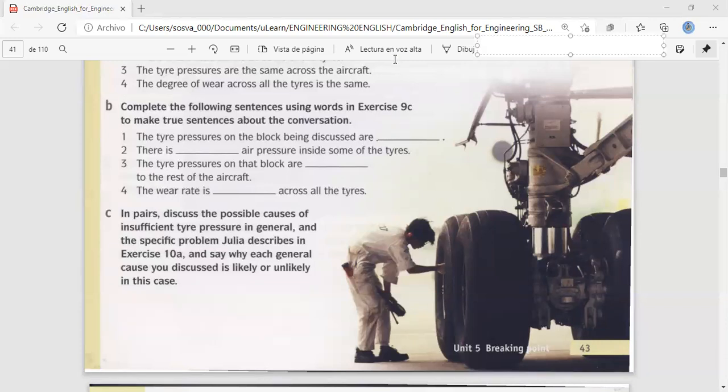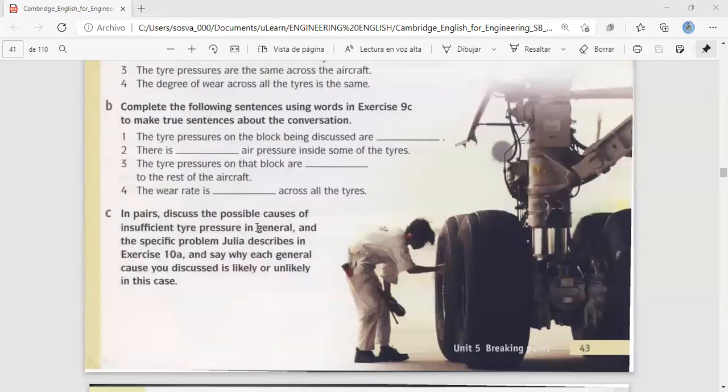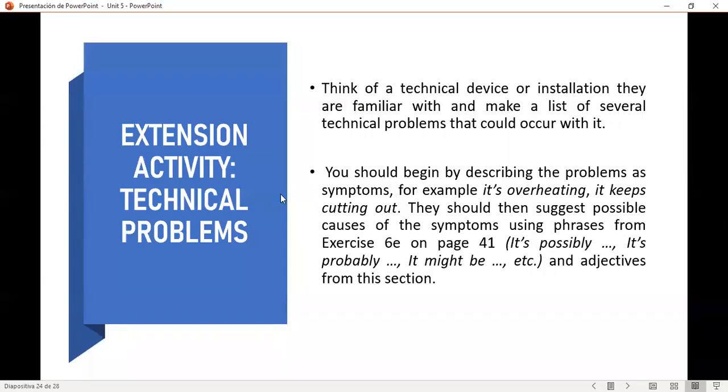Now, I want to continue talking about this one. Before we go to the last part of unit 5, we're going to move to our last extension activity. It says extension activity, technical problems. That's what we are going to talk about right now.